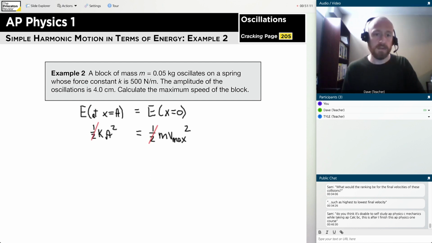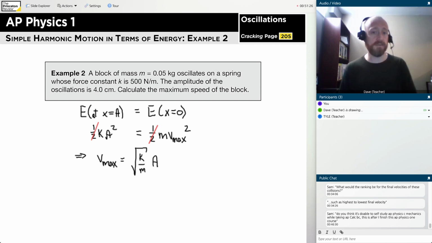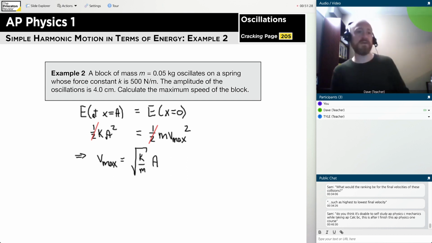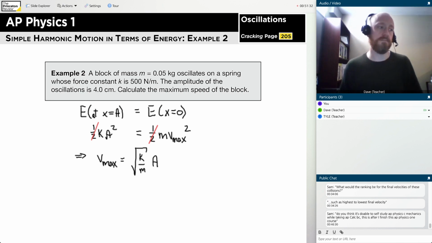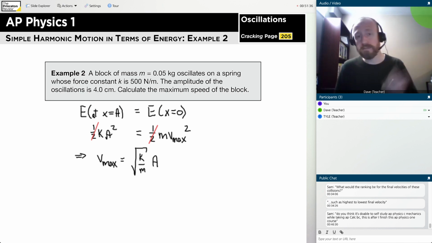So we can cancel out the 1/2 that are the same on both sides. And then we can rearrange this to get v max is the square root of k over m times the amplitude, which is a neat little equation that wouldn't be the worst to put on your cheat sheet as well. For a spring mass oscillator, this is what the max speed is, and it occurs going through the equilibrium position.